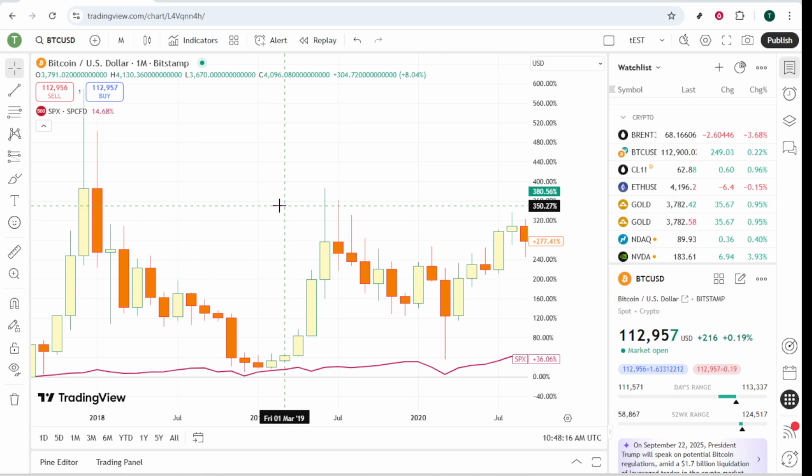First, let's locate the tool we need. On the left-hand side of your TradingView interface, you will find a toolbar lined with various icons. Here, you're looking for the ruler icon, known as the measure tool. Give it a click to activate it.